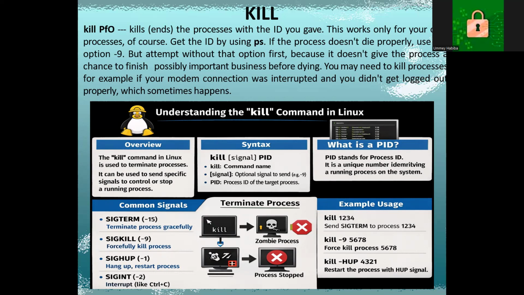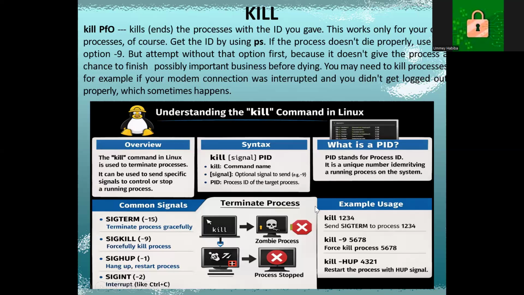Sometimes a program may stop responding, run into an error, or consume too many system resources such as CPU or memory. In such cases, the kill command allows a user or system administrator to stop or control that process. It is an important command for managing processes and maintaining system stability.